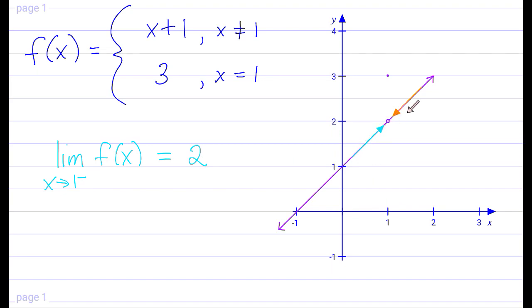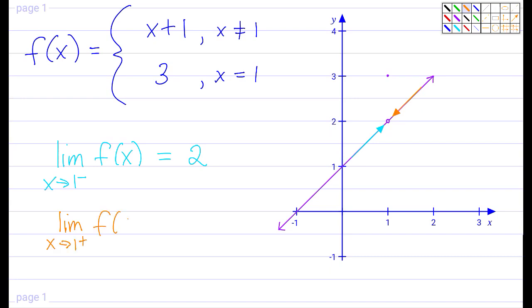What about this orange limit? We write that as limit x approaches 1 from the right, f of x equals, well, we reasoned that out before. It's still the same. Our y values are getting close to 2 from the right-hand side, so we write that this one-sided limit is equal to 2.